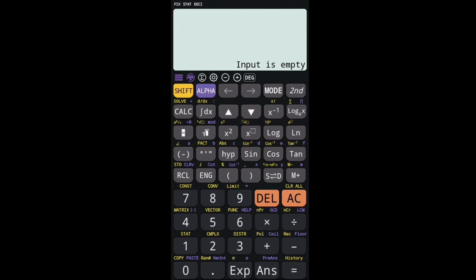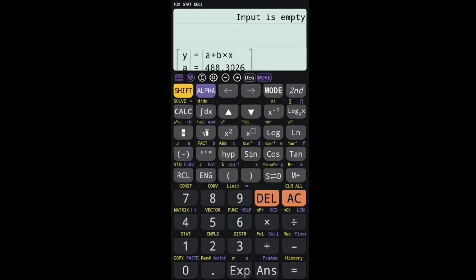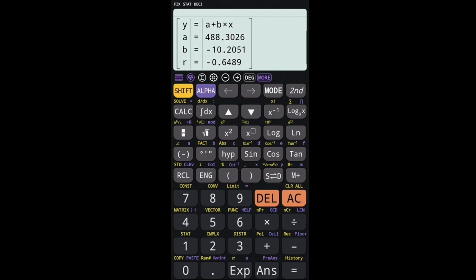Now what you want to press is Shift 1. When I press Shift 1, this menu pops up. We have a few options here. I'm going to press option 3, which says regression calculate. On the normal calculator, we just have reg for regression, so you're going to press 5. Let me press regression calculate here, and then this calculator will give you the value of A and the value of B.